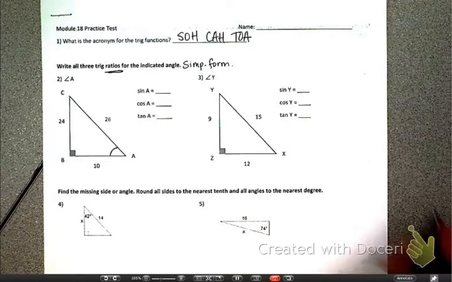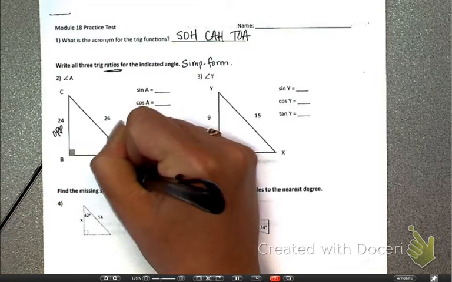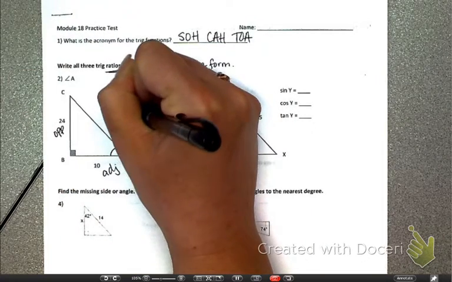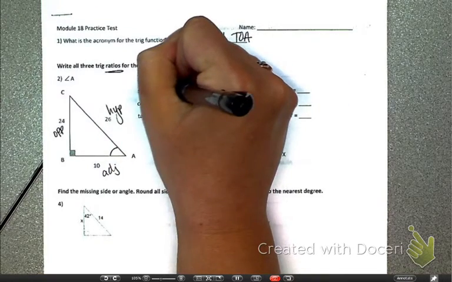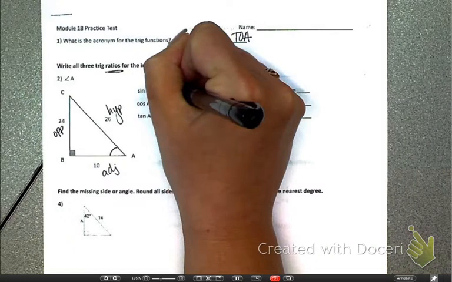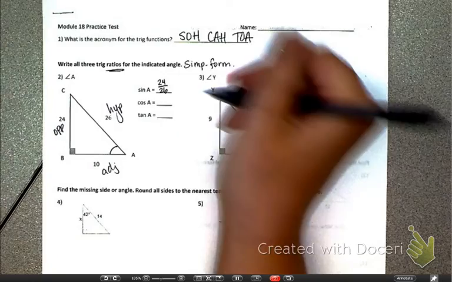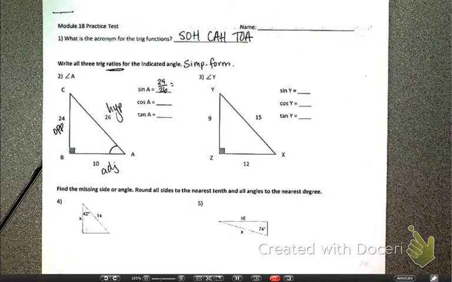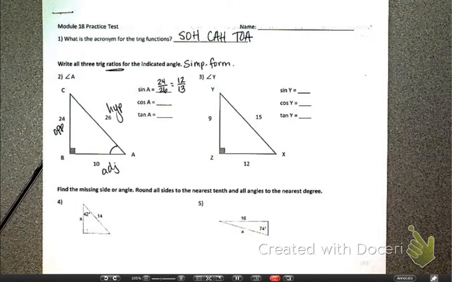The sine. So let me just go through and label everything. So opposite, adjacent, hypotenuse. So angle A, sine is opposite over hypotenuse. If you just give me 24 over 26, you will get it wrong. What number goes into both of those? 2. So your answer should be 12 over 13. No decimals, you are leaving it as a fraction, but it needs to be in simplest form.